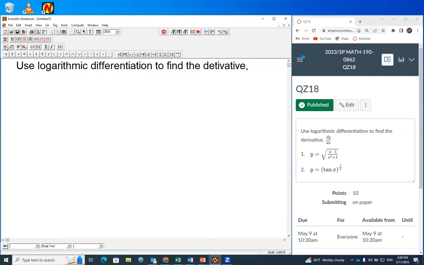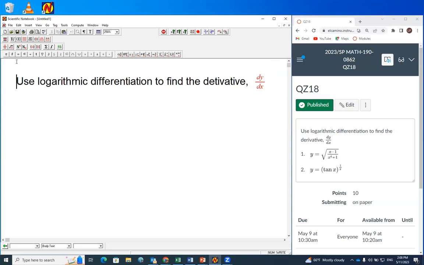You will see the advantage of using logarithms to find the derivative. The first one, as you can see, can be found without using logarithms. However, you will see that if you use logarithms, it's much easier. The second one, you have to use logarithms to differentiate. Okay, so let's start with the first one.